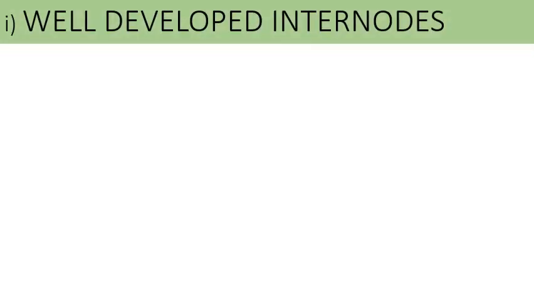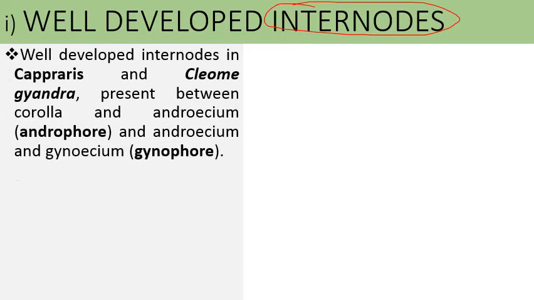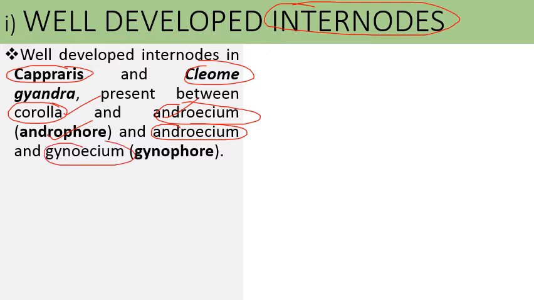The first view in favor of shoot nature of receptacle is well developed internodes in the flowers. So there are well developed internodes in the flowers of Capparis and Cleome gynandra, and the internode is present between corolla and androecium. That internode is known as androphore. So internode jo present hota hai corolla aur androecium ke beech mein, usko kaha jata hai androphore. Aur internode jo present hota hai between androecium and gynoecium, usko kaha jata hai gynophore.